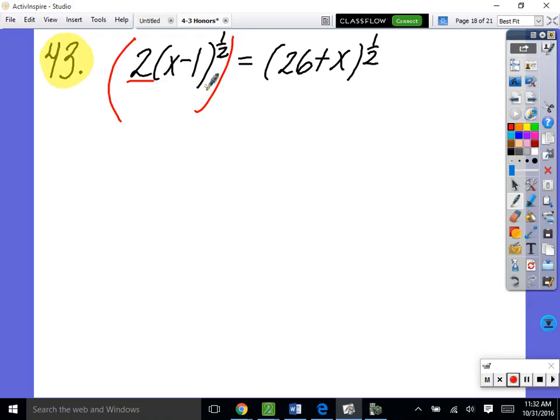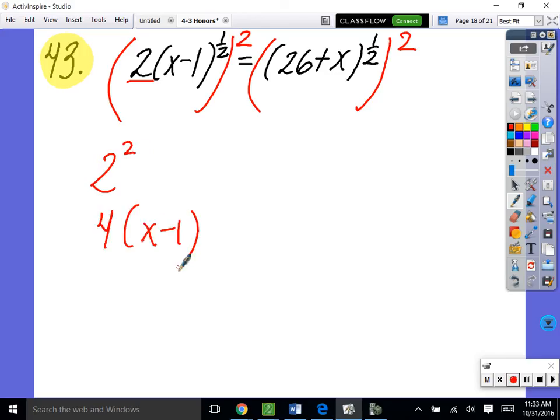So when I square, let me show you where people mess up. Over here, don't you have 2 squared and that squared? You see, that's where people mess up. So we have 2 squared, which is 4, and then we have x minus 1 now. We're all good with that? And then over here, we do have 26 plus x, because the root cancels out the power, but people forget that that 2 had to also be squared. Does that make sense, everybody?